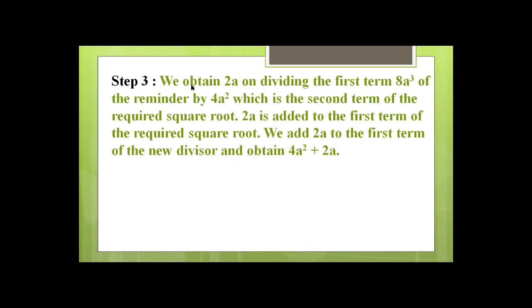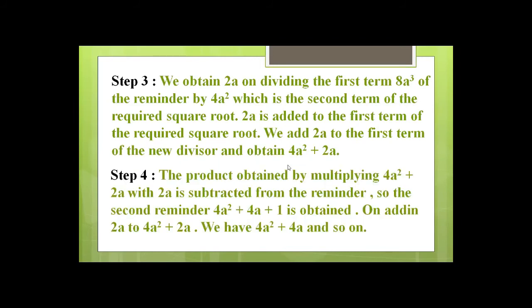Now this is step number 3. We obtain 2a on dividing the first term 8a cube of the remainder by 4a square, which is the second term of the required square root. 2a is added to the first term of the required square root. We add 2a to the first term of the new divisor and obtain 4a square plus 2a.